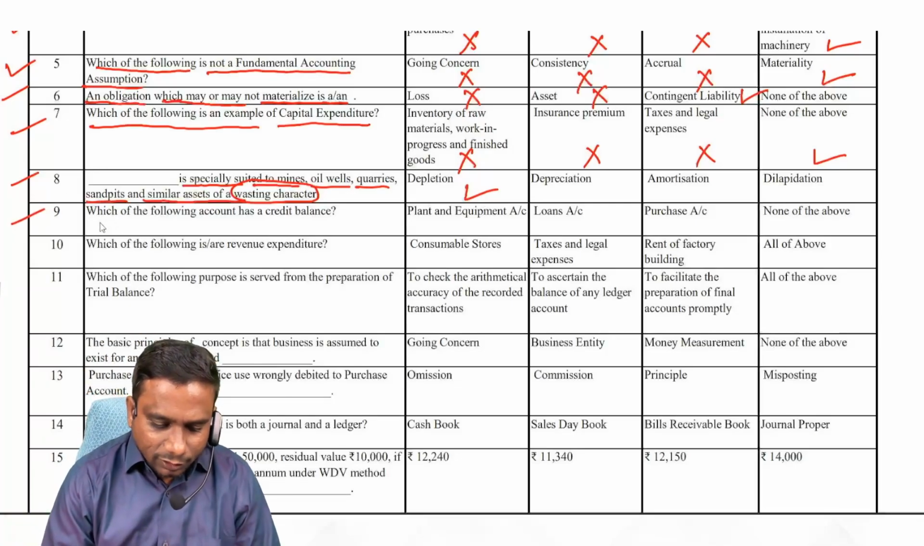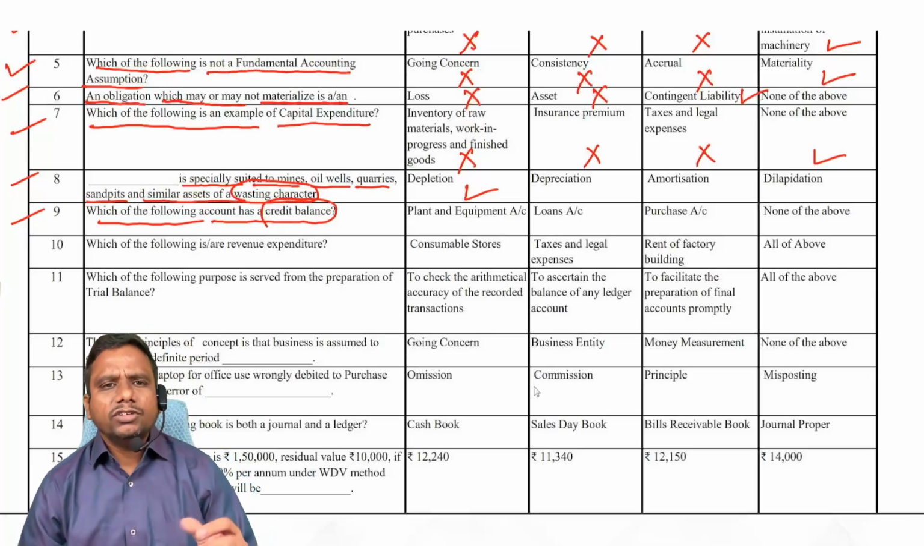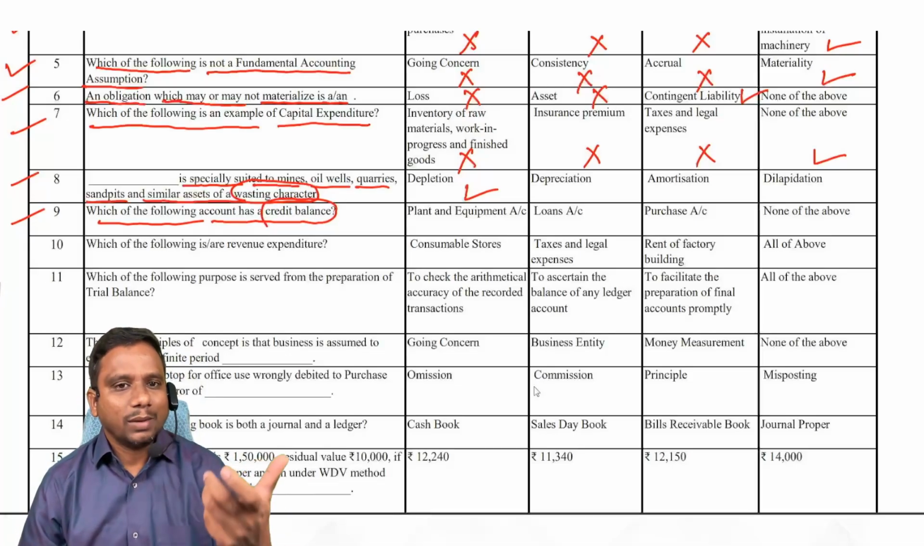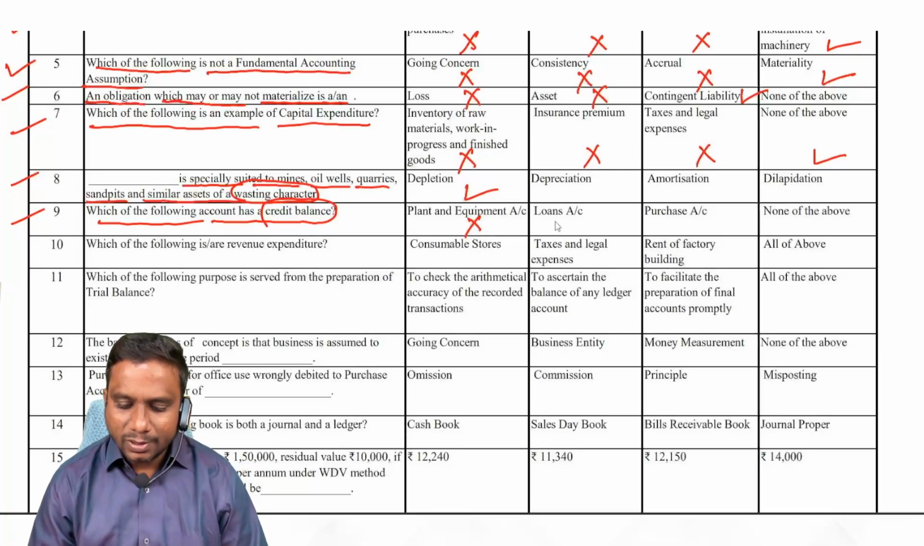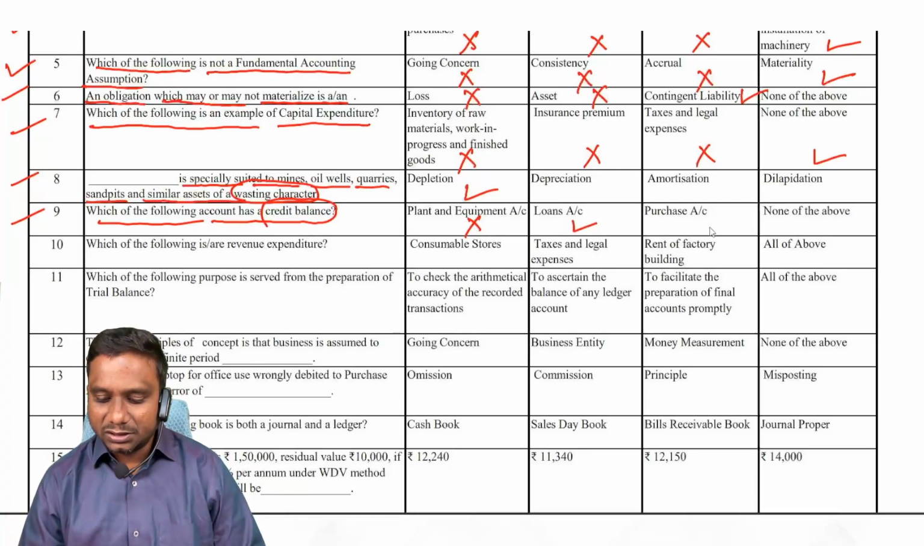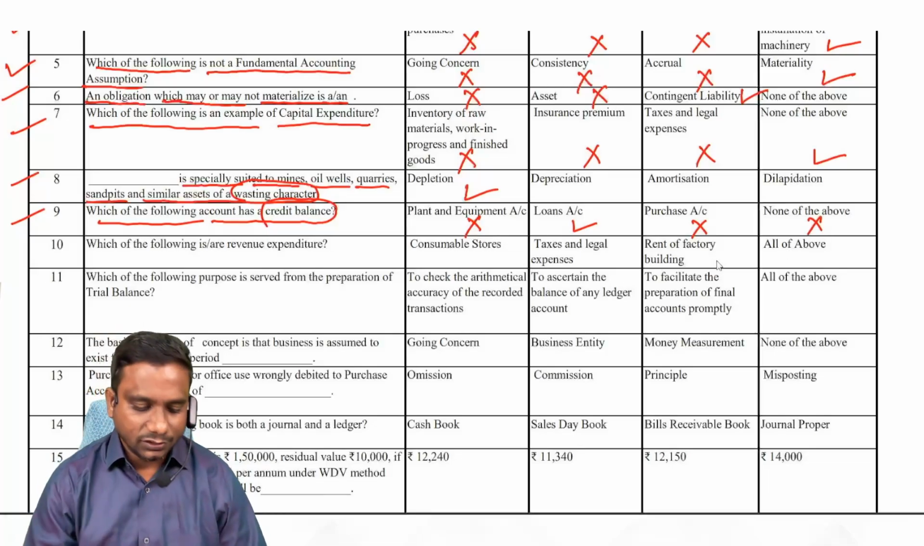Next one. Which of the following accounts has a credit balance? Generally, capital and revenue accounts have credit balances. Look at plant and machinery, debit balance. Loans, credit balance. Purchases, debit balance. None of the above, no. So the loan account has a credit balance. Next one.